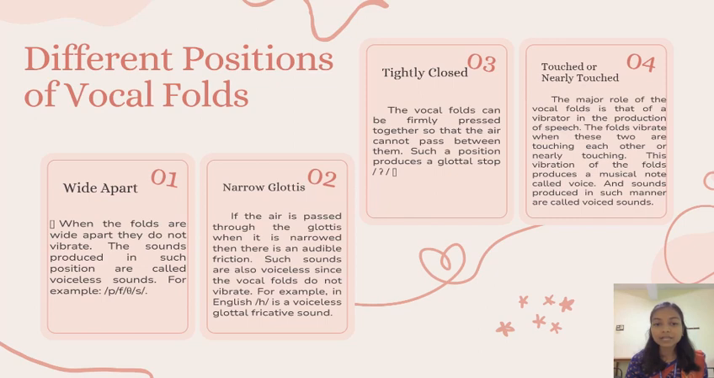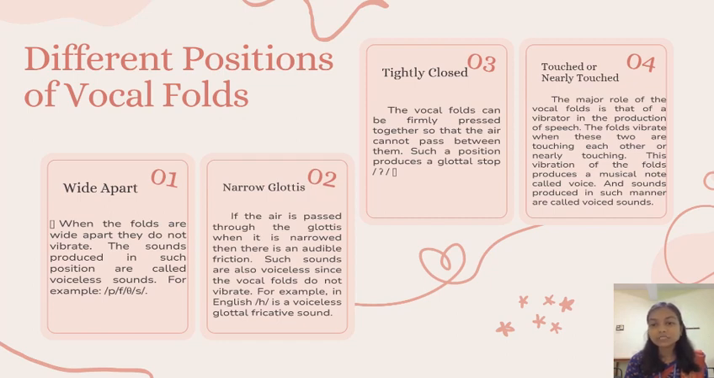And the next is narrow glottis. If the air is passed through the glottis when it is narrowed, then there is an audible friction. This is also called voiceless, since the vocal folds do not vibrate. The third is tightly closed. The vocal folds can be firmly pressed together so that the air cannot pass between them. Such a position produces a glottal sound.